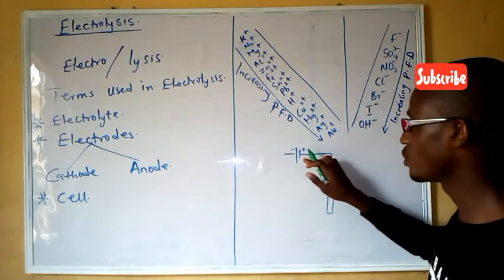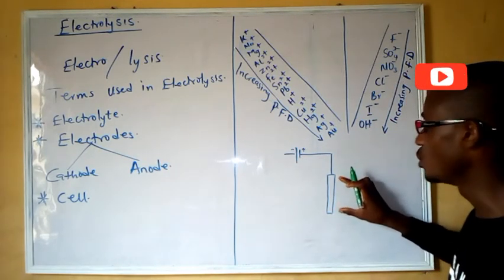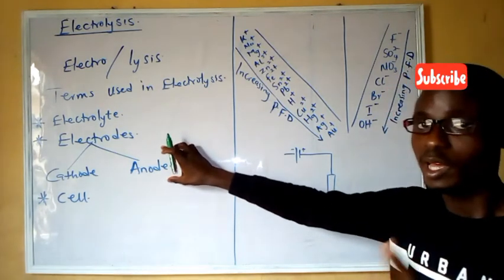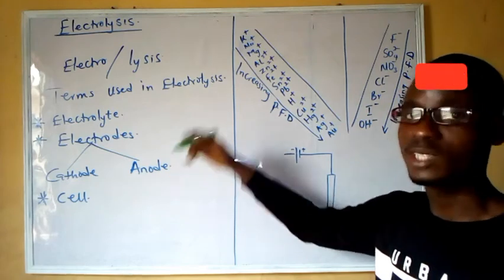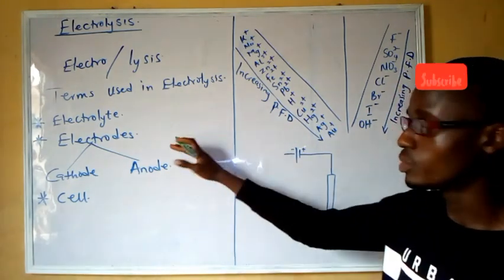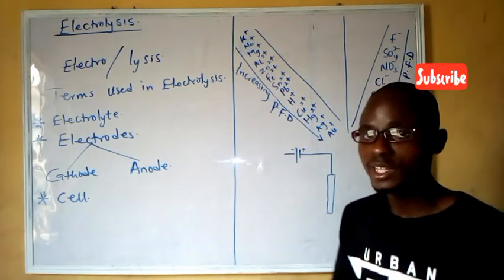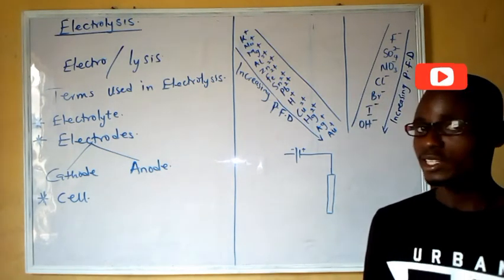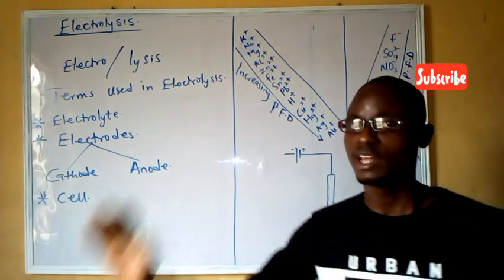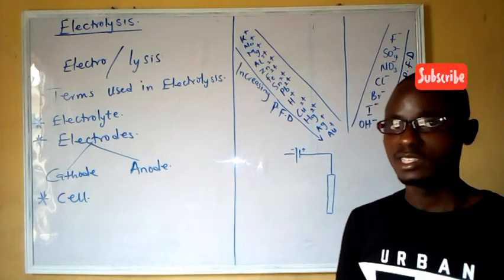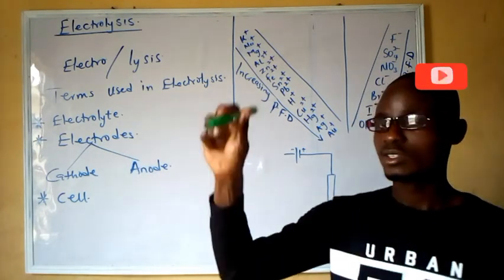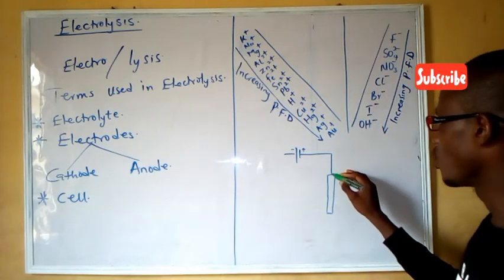Automatically, once the positive terminal is connected to this rod, it has become the anode. So the anode is the positive electrode through which current enters the electrolyte. And at the same time, we can call it the electrode through which electrons leave the electrolyte. It's still the same thing. It is the electrode through which current enters, but electrons leave.